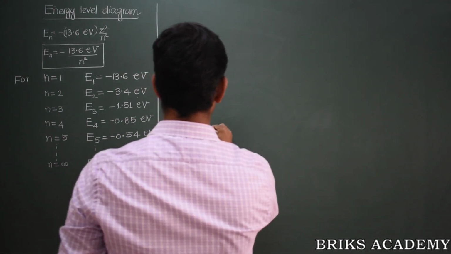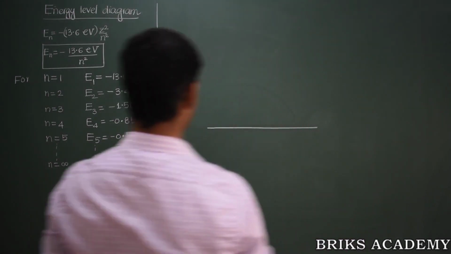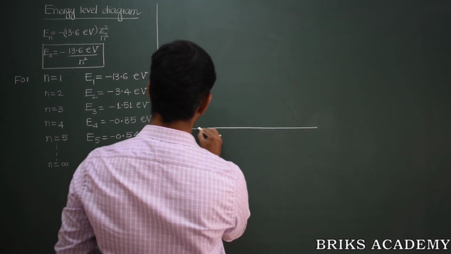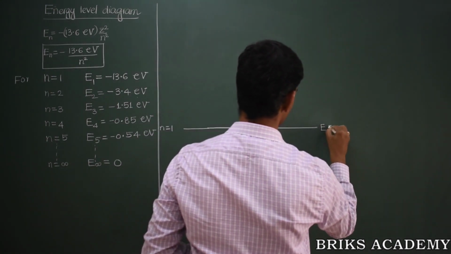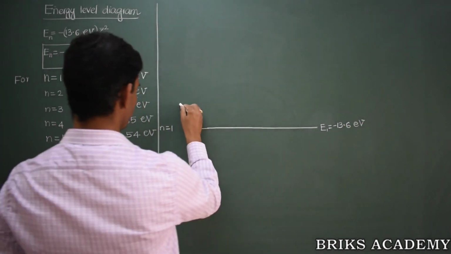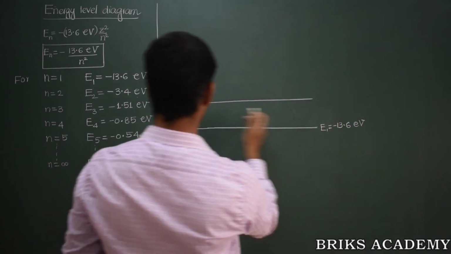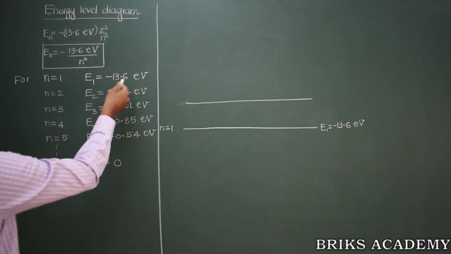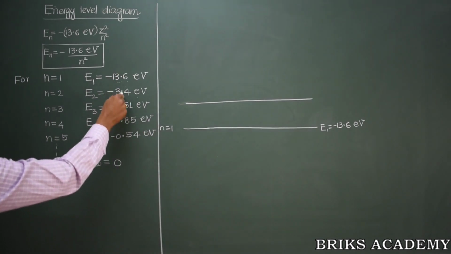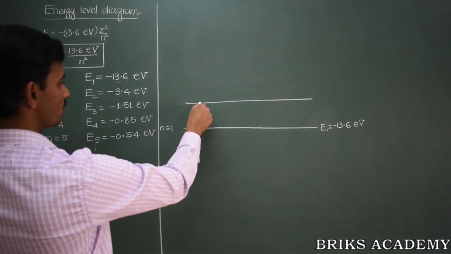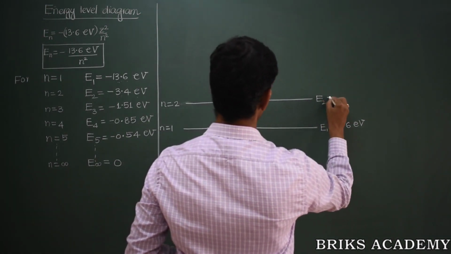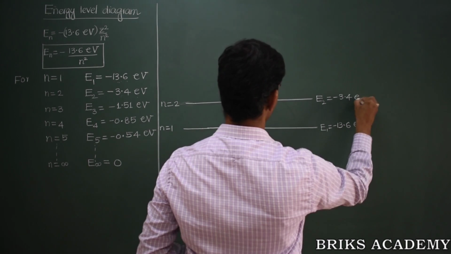Let's say the very first orbit, we call it the ground state. Say n equal to 1 with an energy of E1 equal to minus 13.6 electron volt. Now go for n equal to 2. By how much does the energy rise? We have already seen that, in fact, that is 13.6 minus 3.4. The energy difference is around 10.2 electron volt. So by 10.2 electron volt the energy rises. So for n equal to 2, the energy E2 is minus 3.4 electron volt.